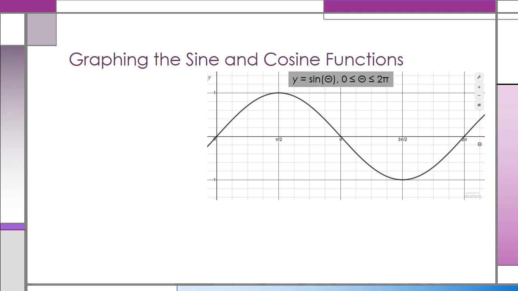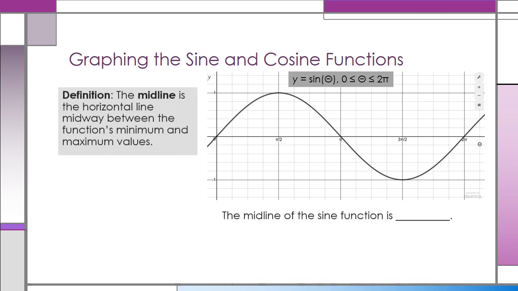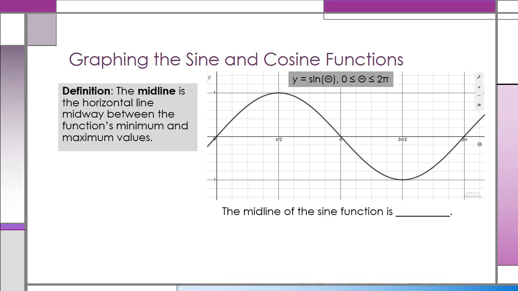And from this graph, we can identify a few things. We have a definition here. The definition is that the midline is the horizontal line midway between the function's minimum and maximum values. So my maximum value is 1, and my minimum value is negative 1. So the midline of the sine function is the line y equals 0. And I can draw that in if you would like, maybe with a dashed line. That's going to be my midline.